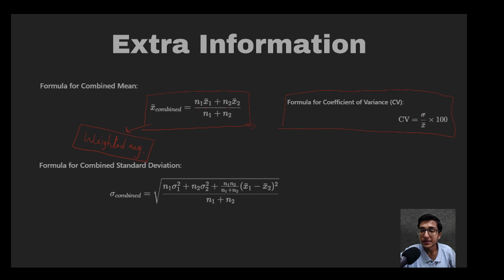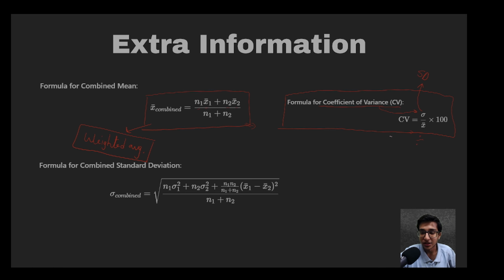Now this is another formula that you need to remember: coefficient of variance. Coefficient of variance is represented as sigma by x bar into 100. Now remember, this sigma here is not variance, this is standard deviation. So don't confuse yourself with the name as it suggests coefficient of variance and you input the value of variance in this formula. This is standard deviation, sigma by x bar into 100, and you will get it in the form of a percentage.